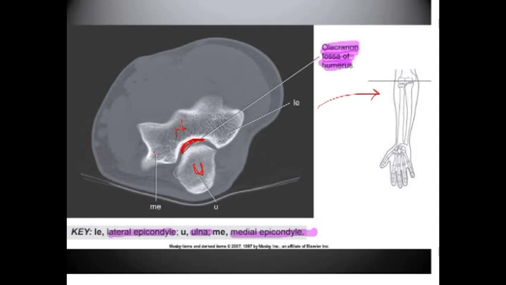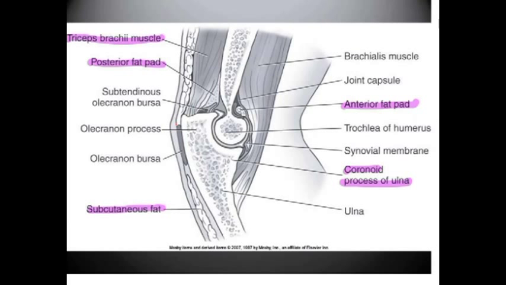We have the epicondyle here, and here. These are the lateral and medial epicondyle. So we're seeing the ulna and the distal portion of the humerus. Here is just a little demonstration of where the fat pads are actually located. You see one fat pad here, another fat pad here, and then you also see subcutaneous fat here.